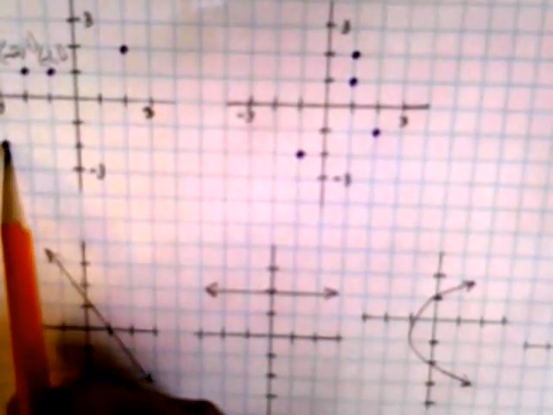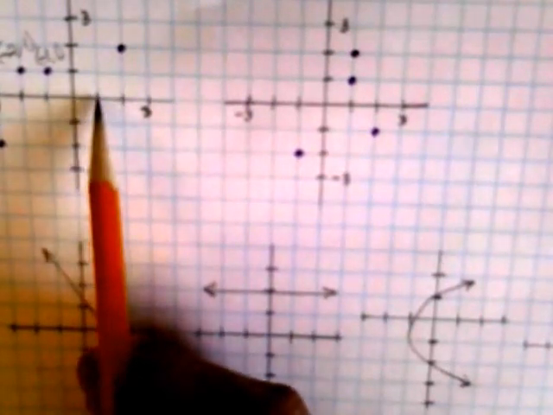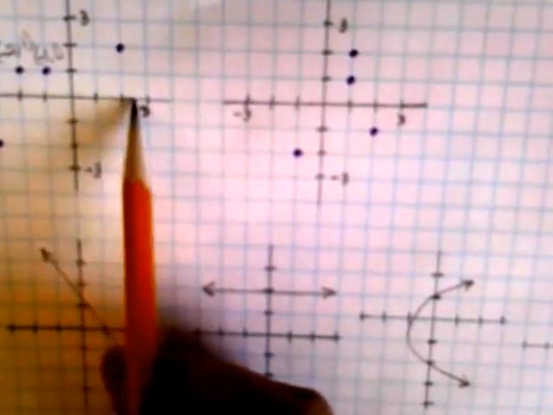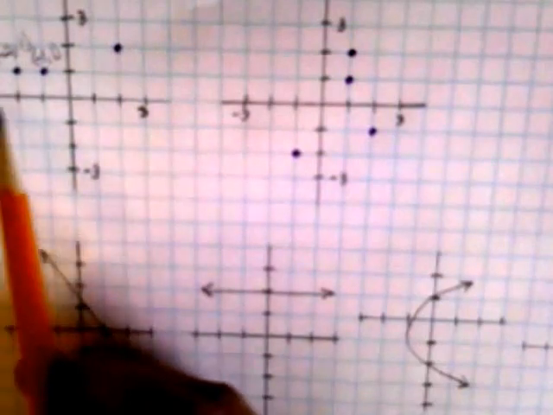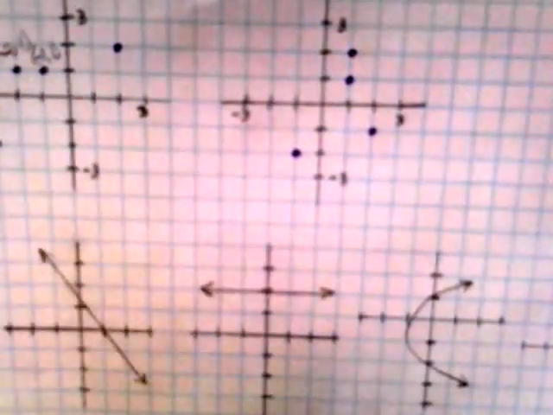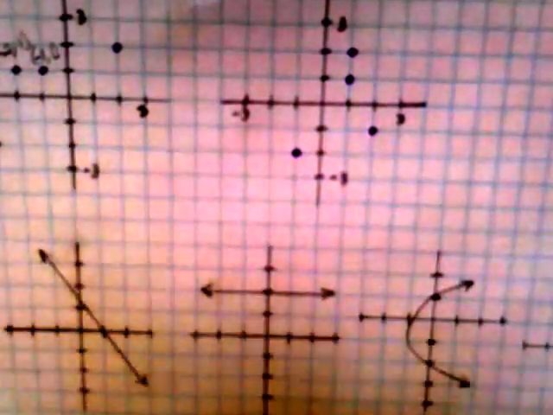Okay? And so here, of course, our x value is a negative 3. And here our x value would be a positive 2. So no, none of the x values are repeated. So yes, this could represent a relation that is a function.